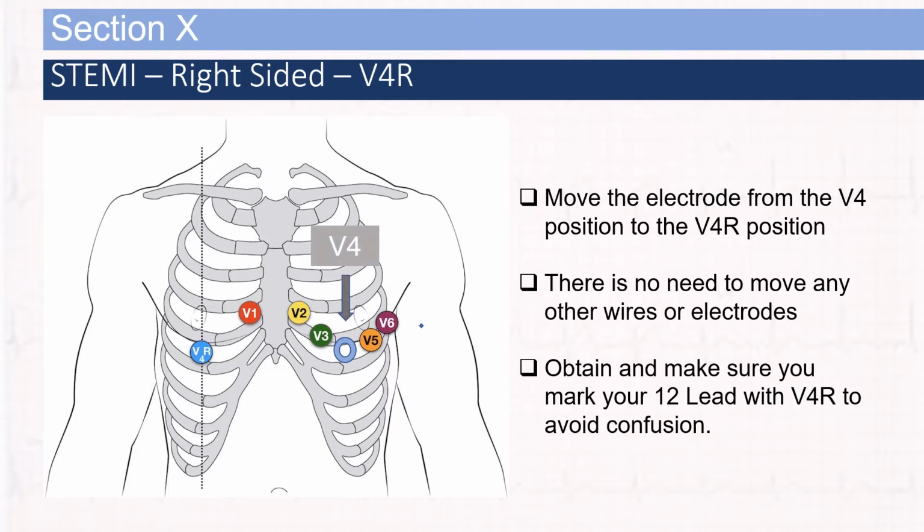You will take that lead off of the electrode and leave the electrode where it sits, as you may have to reconnect it to monitor the regular 12 lead. You will put a new electrode on the wire and attach that electrode to the fifth intercostal space, mid-clavicular line, on the patient's right side. You have now created V4R. Obtain your 12-lead EKG and mark it with V4R in big letters to avoid any confusion.